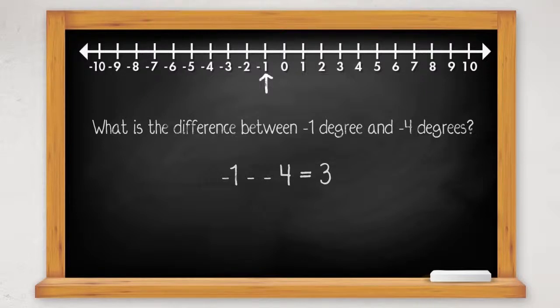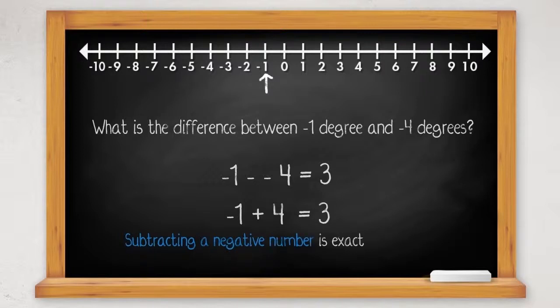If we replace the minus with a single plus, we will get 3. So subtracting a negative number is exactly the same as adding a positive number.